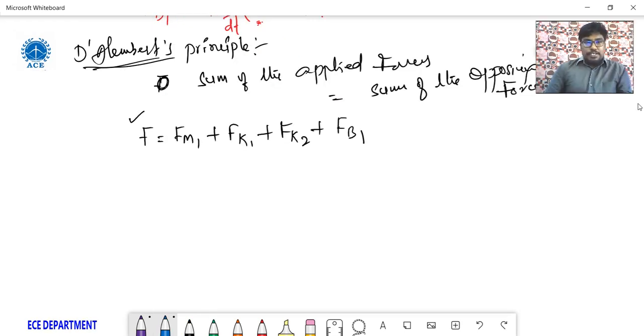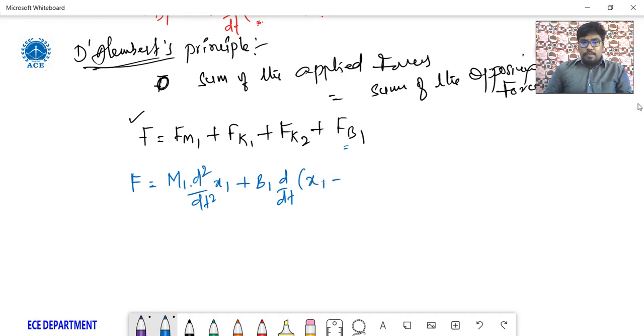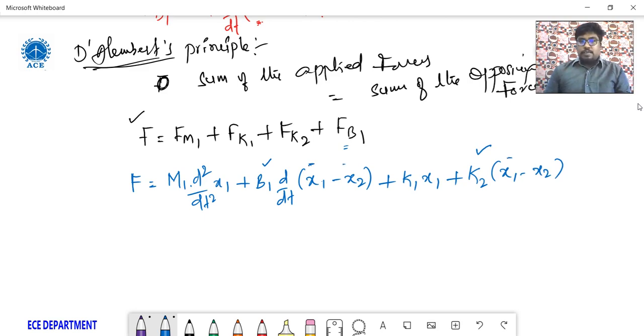So let us write the force equations here. F is equal to m1 d square by dt square of x1, plus, I am writing in order, b1 d by dt of x1 minus x2, plus k1 into x1 plus k2 into x1 minus x2. Here k2 and b1 are connected between mass 1 and mass 2, so they depend on both displacements x1 and x2. That's why we took x1 minus x2.